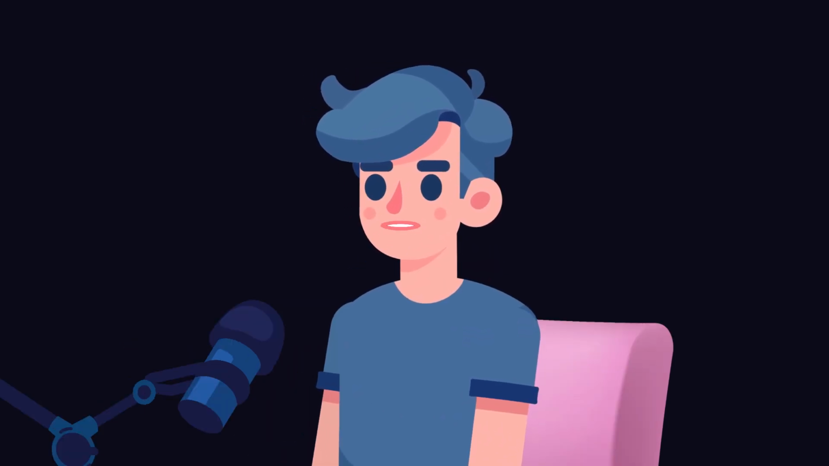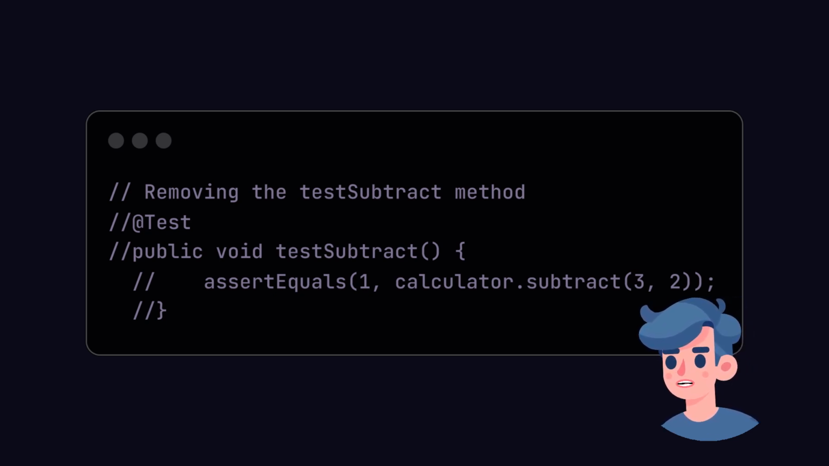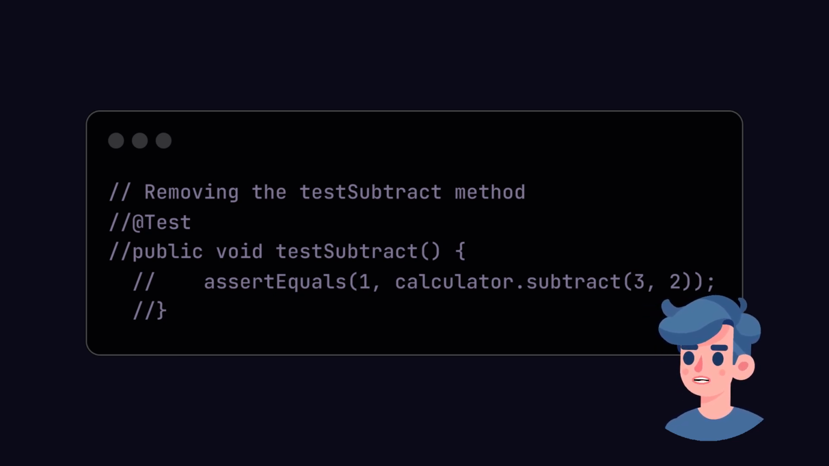However, what if we only wrote a test for one method? Let's see how code coverage responds. To test this, let's modify our tests by commenting out the test subtract method. Save the changes and run our tests again with coverage. Let's see how the coverage report looks with this change.